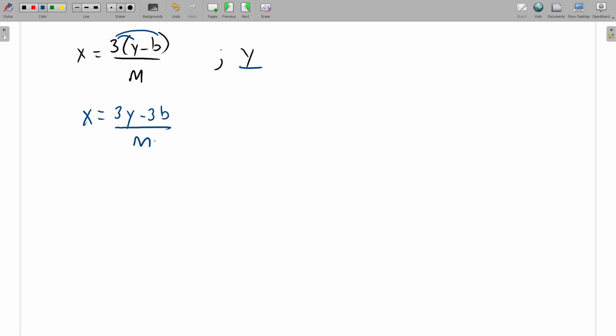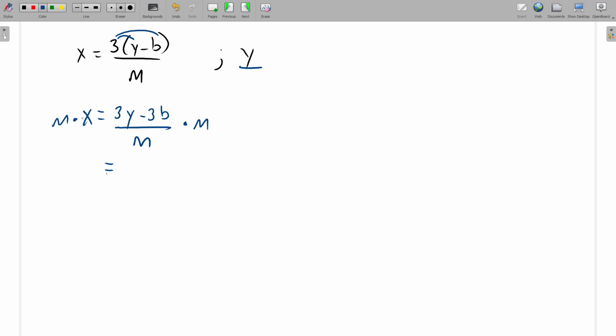Now I want to get rid of this m because it does not have a y. To get rid of it when it's being divided, we need to do the opposite of division. We need to do multiplication. So I'm going to multiply both sides by m.